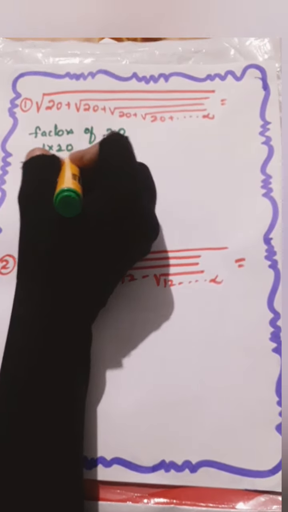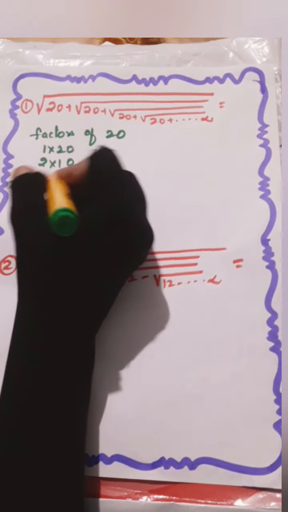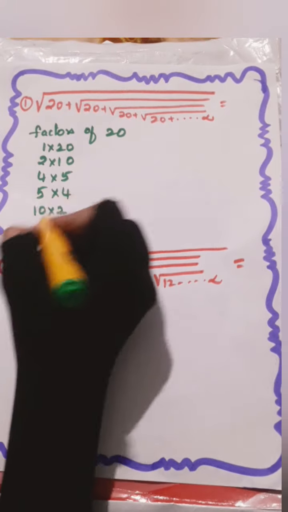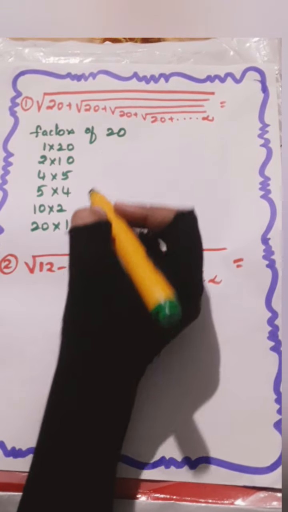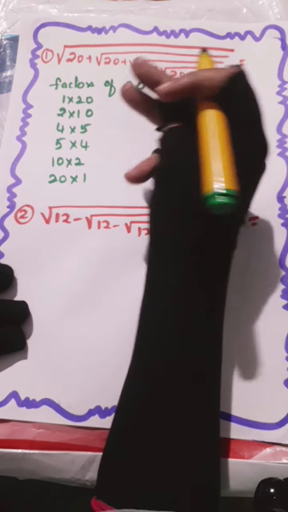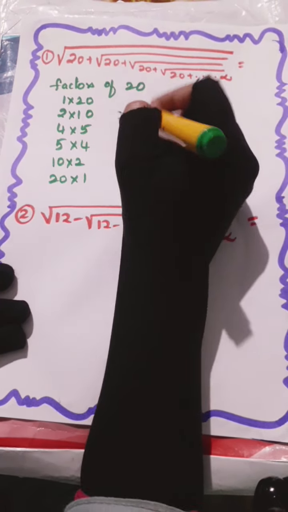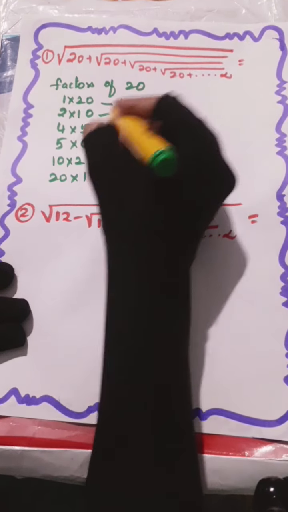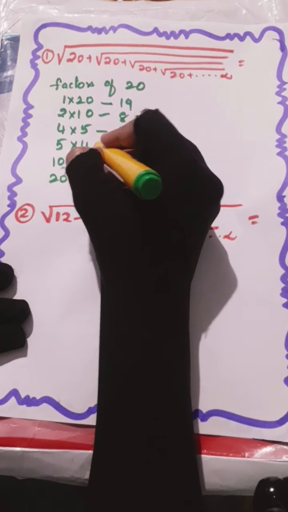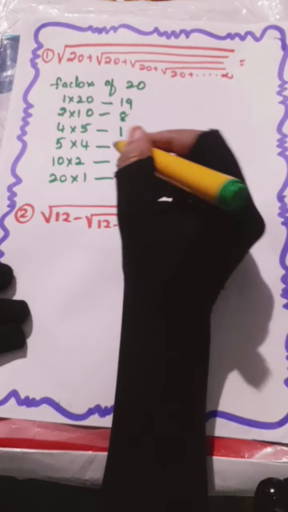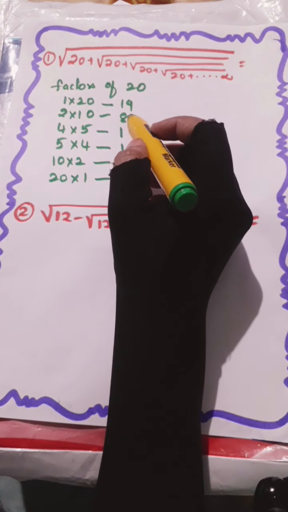1 20s are 20. Okay, 2 10s are 20. Next, 4 5s are 20, 5 4s are 20, 10 2s are 20, and 20 1s are 20. After writing these factors, we have to find those two numbers whose difference is 1. For example, 20 minus 1, 19 is there. 10 minus 2, 8. 5 minus 4, 1. But we want those two numbers whose difference is 1.